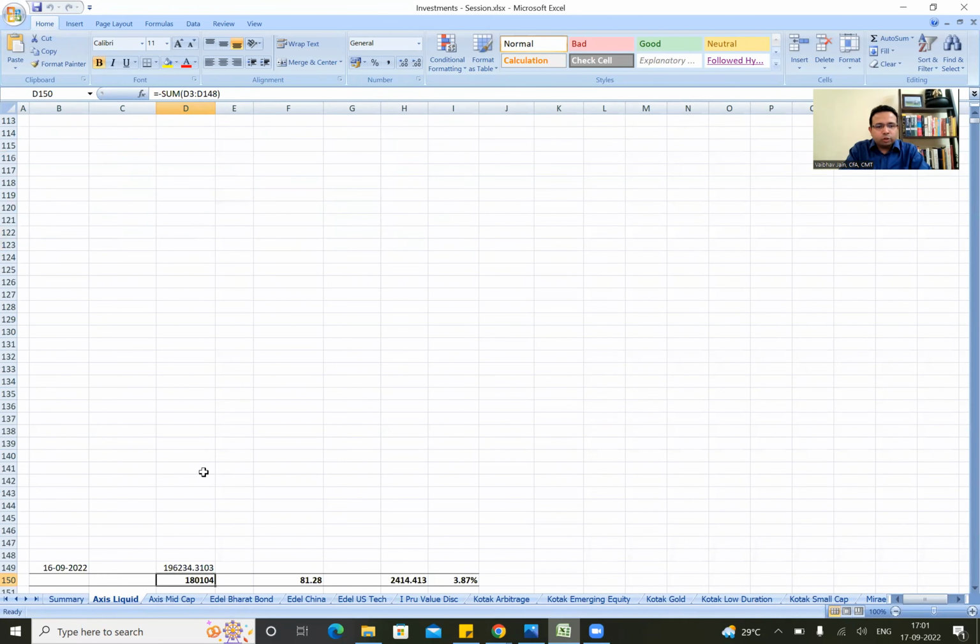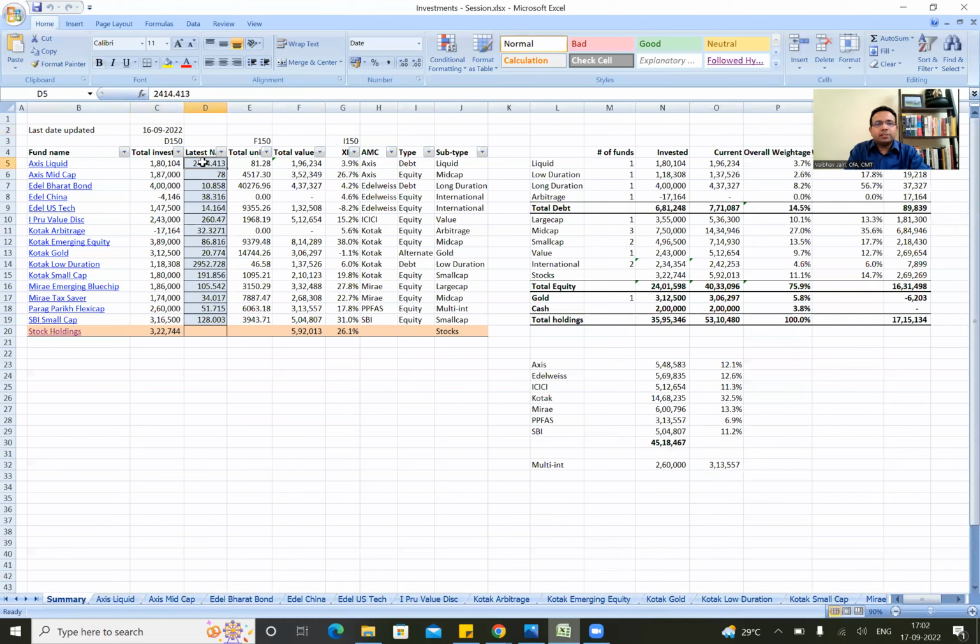If you see the formula, this is D3 to D148. It does not take into account the 149th row. What is the 149th row? So what is this 2414? It is coming from Summary D5. What is in Summary D5? Summary D5 is nothing but this number.